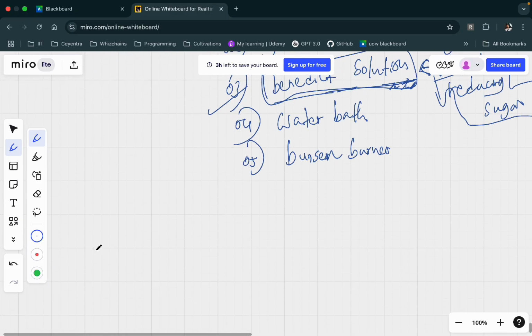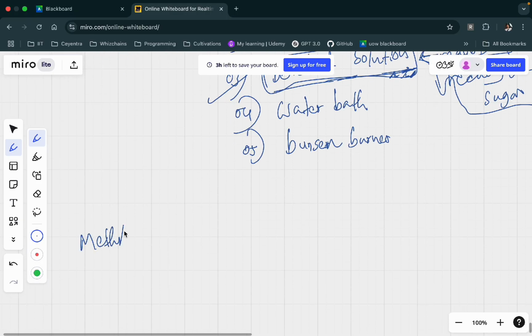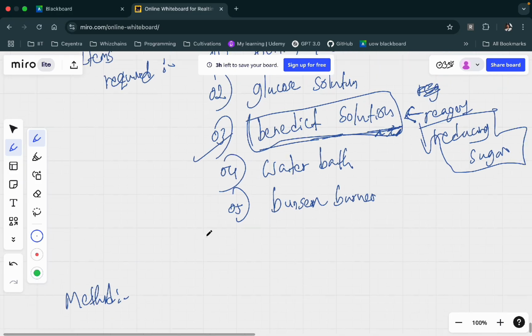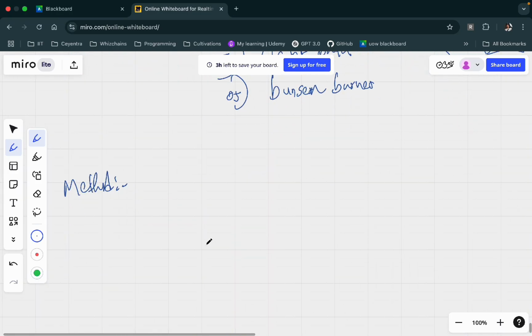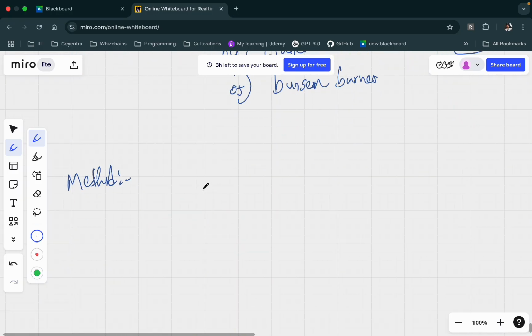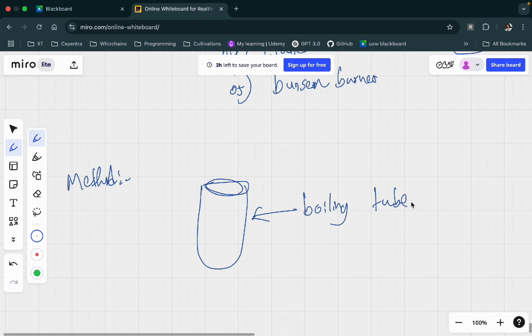So what's the method? First, I'll take the boiling tube. This is the boiling tube.